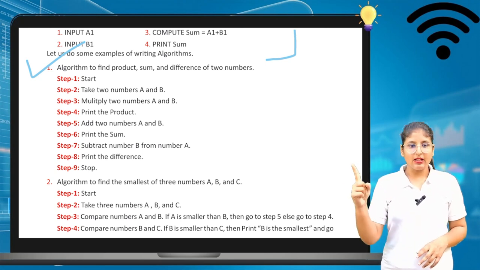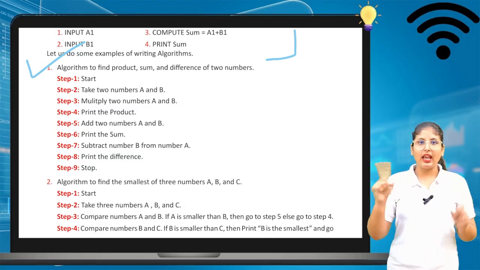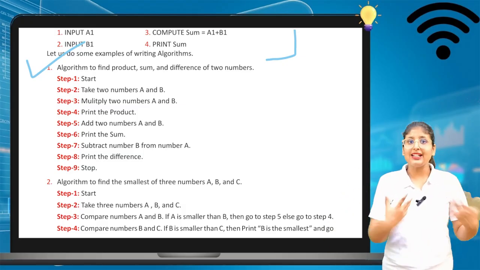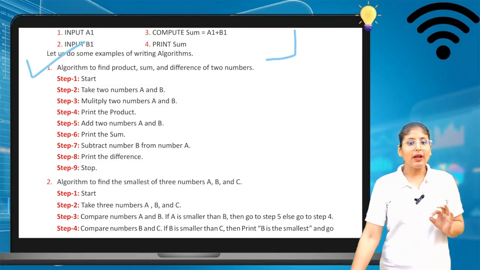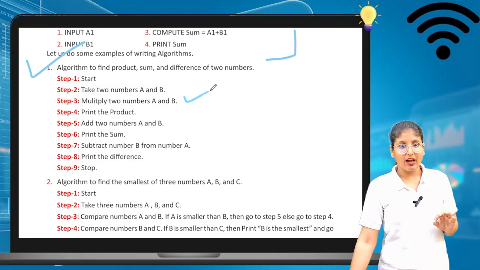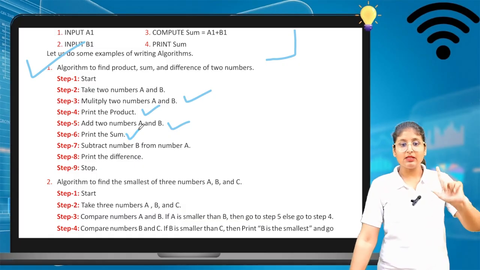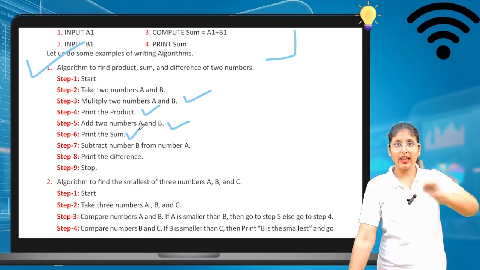Step 1, start. Step 2, take two numbers A and B. Of course, if you want to add or subtract something, you need two numbers for that. Then multiply the two numbers A and B. Print the product. Add the numbers A and B. Print the sum. Print the product means the product of multiplying A and B.